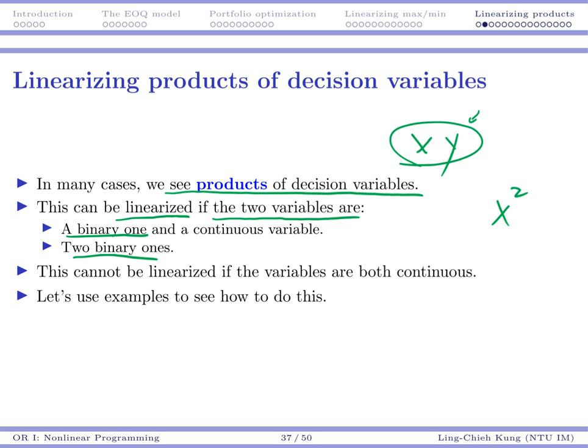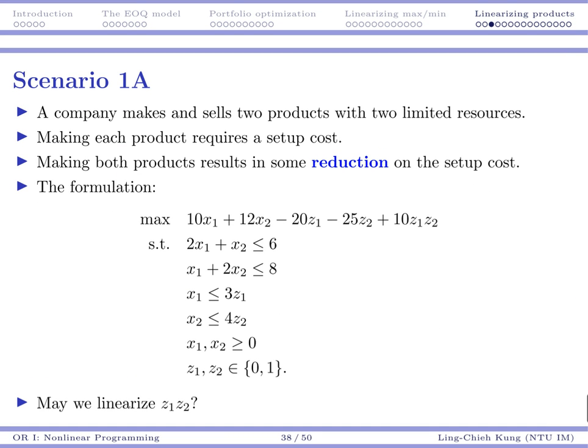If your x is continuous and you have x squared, no one knows how to linearize it. Probably there's no way. So we will see some examples to show you how to do this kind of linearization. So first, let's consider this particular situation. Because we will have several situations, I'm going to label them as scenario 1A, 1B, or 2A, 2B, whatever. So you will see why they are labeled in that way very quickly.